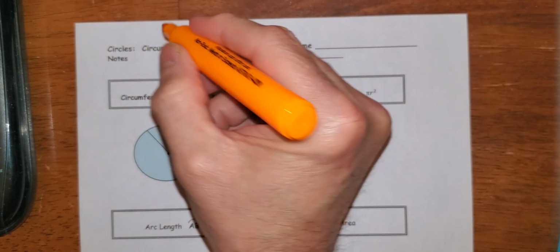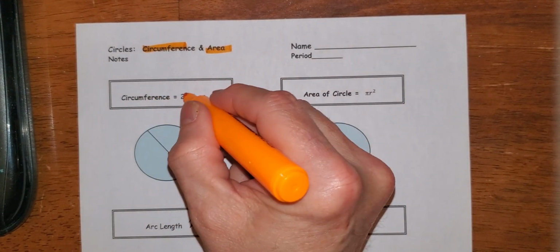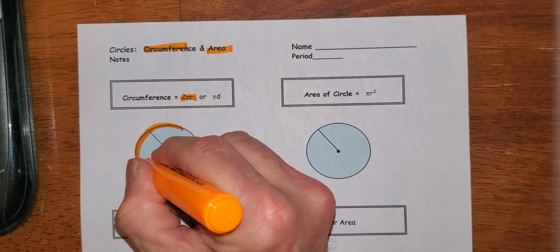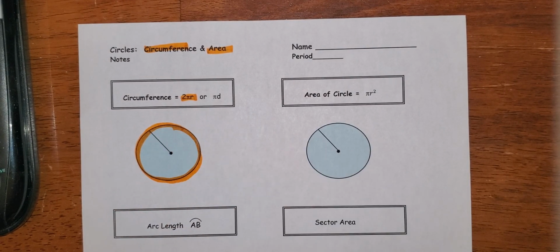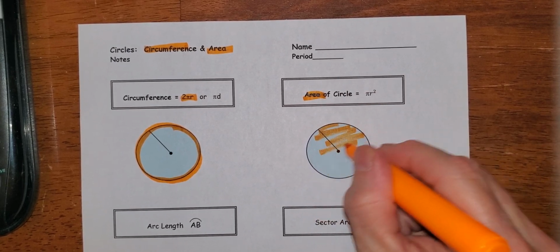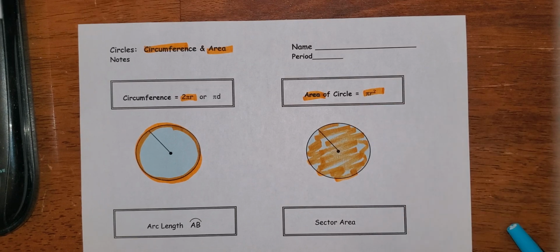Do you remember circumference and area from back in the day? Circumference was 2 pi r. That's the formula for it. Circumference is finding the actual distance all the way around a circle, around the edge. It's like you had a circular measurement. Area, of course, is everything inside the circle, and that's pi r squared.